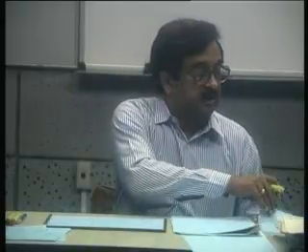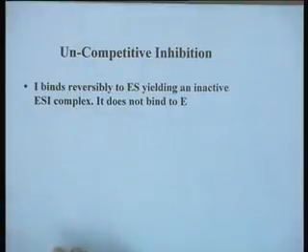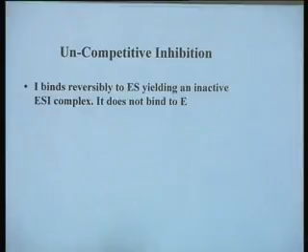The third major category of the reversible inhibitors is uncompetitive inhibition. Now, in this category of reversible inhibitors, the inhibitor binds reversibly to the enzyme substrate complex. It does not have any mechanism to recognize the free enzyme. Only when the substrate is bound to the enzyme can it bind to the enzyme substrate complex, and after binding of the inhibitor, the ES complex becomes an inactive complex, and the inhibitor does not bind to the free enzyme.